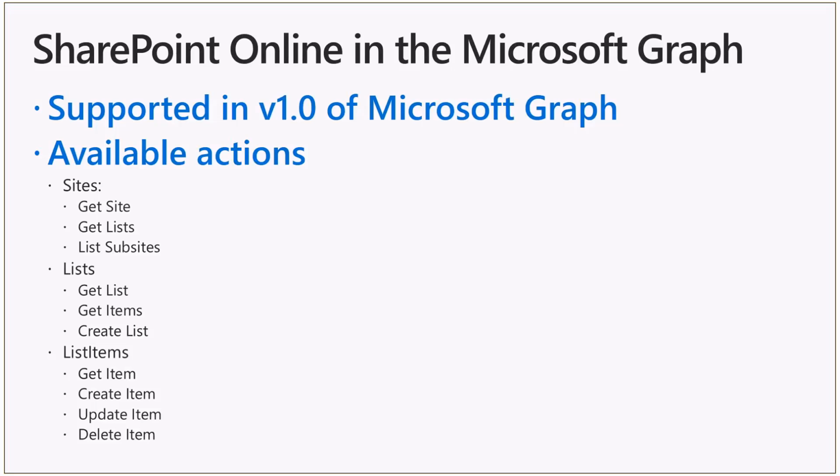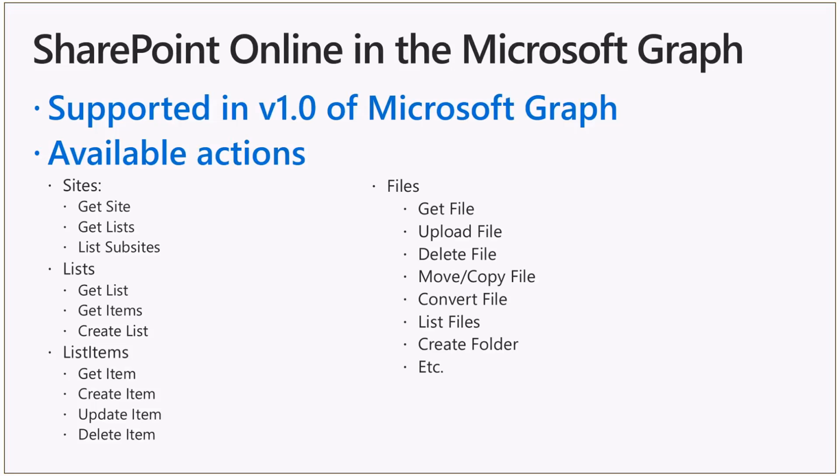And when those items are files or documents, there are a bunch of functionalities provided through the Files API to get, upload, delete, move, or copy a file. You can even convert a file into PDF. You can, of course, list the files so that you can then get any specific file that you are interested in. And you can, of course, create folders in which you will be able to upload or access files. So quite a wide set of functionalities to access the main content that you have in SharePoint Online through the Microsoft Graph.